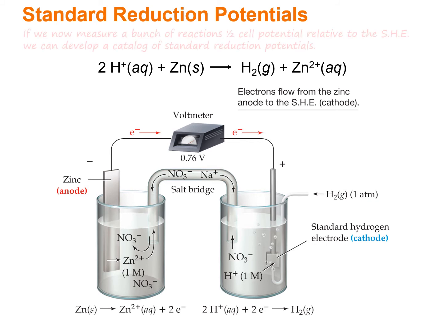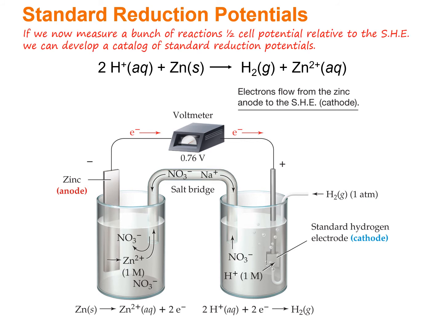We now just have to start enumerating our tables to figure out what all these different half cell potentials are relative to the standard hydrogen electrode. And you can find in the back of a book plenty of these standard reduction potentials, and they're all measured relative to the standard hydrogen electrode.